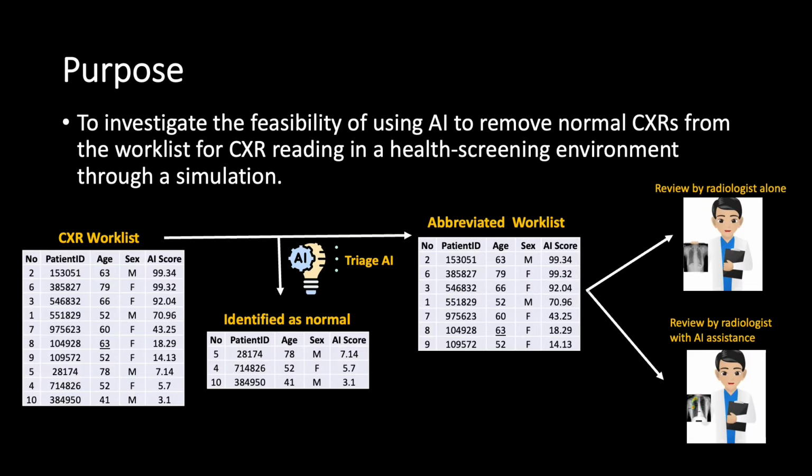The purpose of this research is to investigate the feasibility of using AI to remove normal chest radiographs from the work list for chest X-ray reading in a health screening environment in a simulation study. We've suggested a workflow where AI identifies normal chest radiographs with high sensitivity, and radiologists review only the abbreviated work list and evaluated how it affects the performance of the readers.